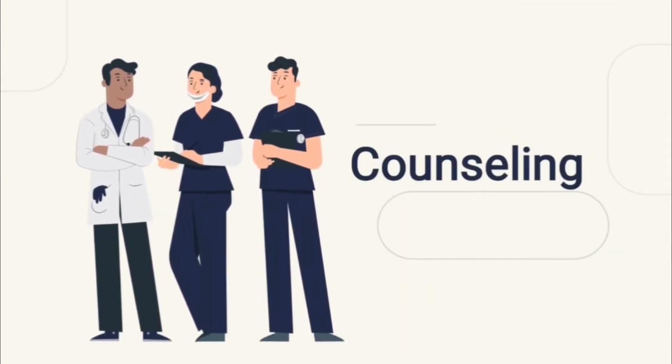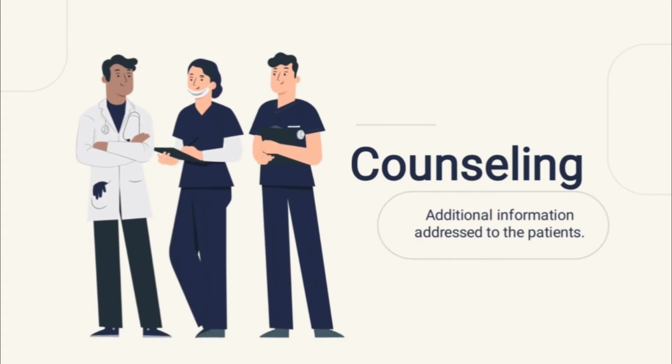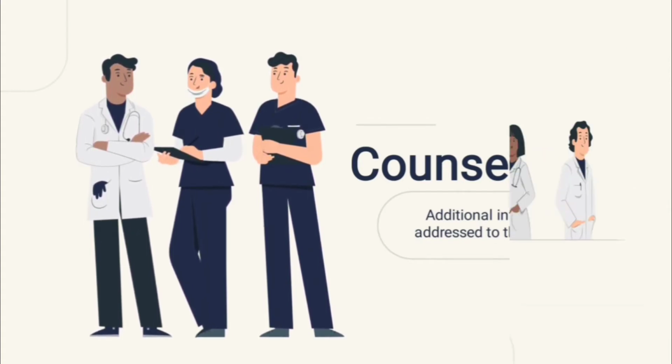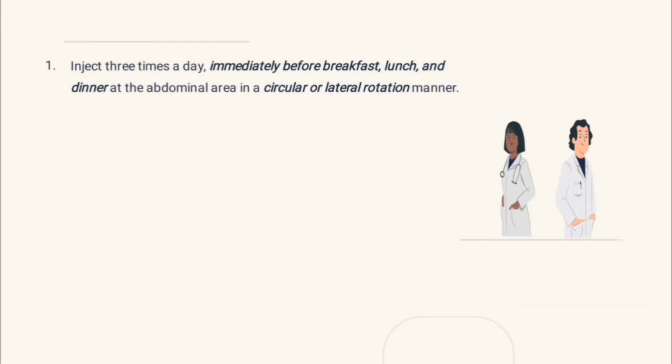Here are some counseling advices for patients or additional information addressed for the patients. Number 1, you have to inject Flexpen 3 times a day. Also, it must be injected before meals, so immediately before breakfast, before lunch, and before dinner at the abdominal area for better absorption in a circular or lateral rotation manner.